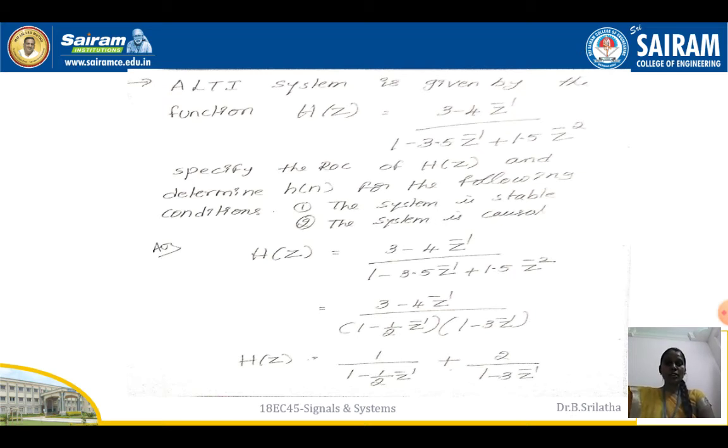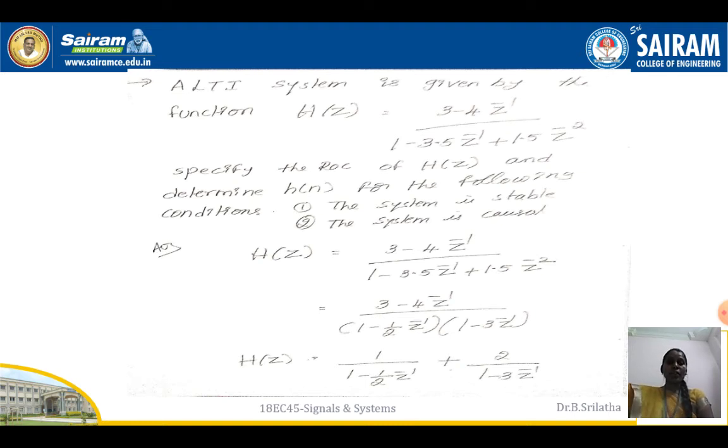Consider the given system H(z) and simplify. If you want to find h(n), we have to find the denominator roots. In the denominator, we have two roots. One is 1 - 1/2 z^-1. Another one is 1 - 3z^-1.